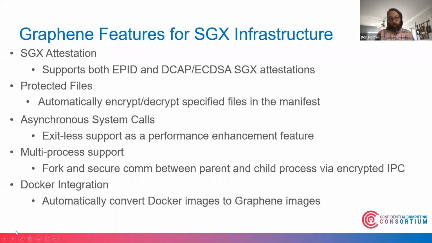Finally, we support Docker integration. As you may have noticed on the manifest slide, a lot of the things that we had to say around what you need to specify is not terribly different from writing a Dockerfile, for instance. And so, observing that rough isomorphism, we've also developed tools that can take a Docker image and convert that into a Graphene image for easier deployment.